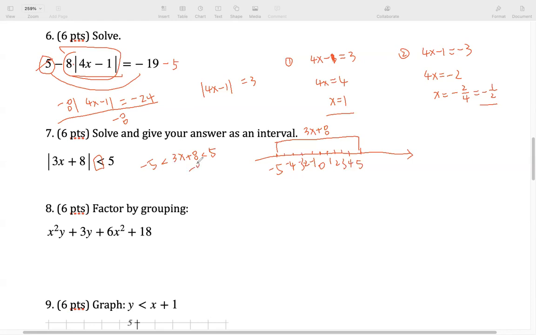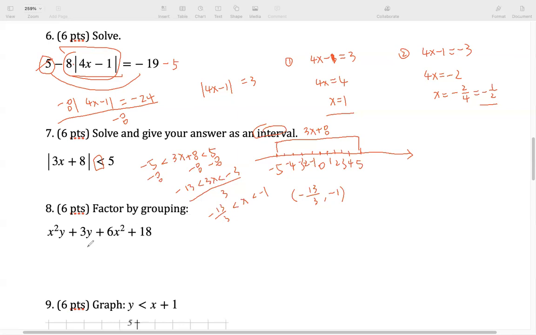Then we subtract 8 for all 3 sides, to get -13 less than 3x less than -3. Then we divide everything by 3, and get -13 divided by 3 less than x less than -1. And we want to represent it with interval notation. So that goes from -13 over 3 up to -1. And that's it.